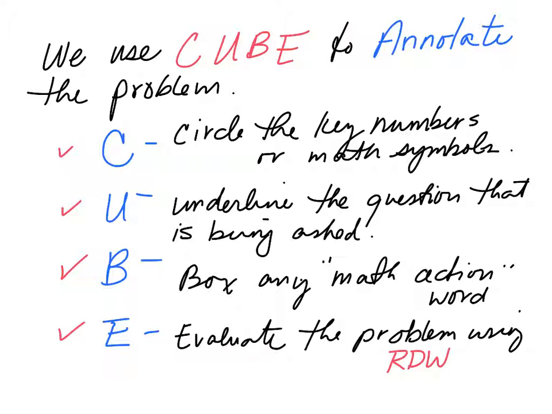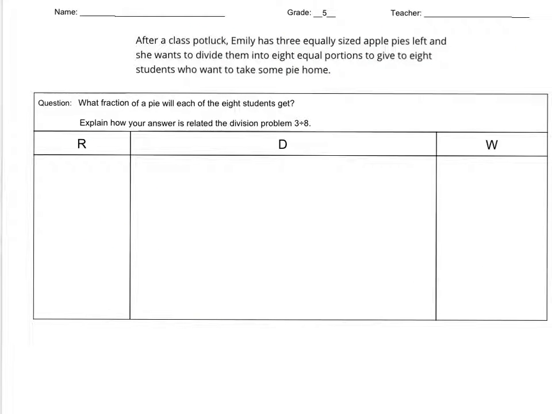Let's take a look at our problem. After a class potluck, Emily has 3 equally sized apple pies left, and she wants to divide them into 8 equal portions to give to 8 students who want to take some pie home. Key part of the question is here.